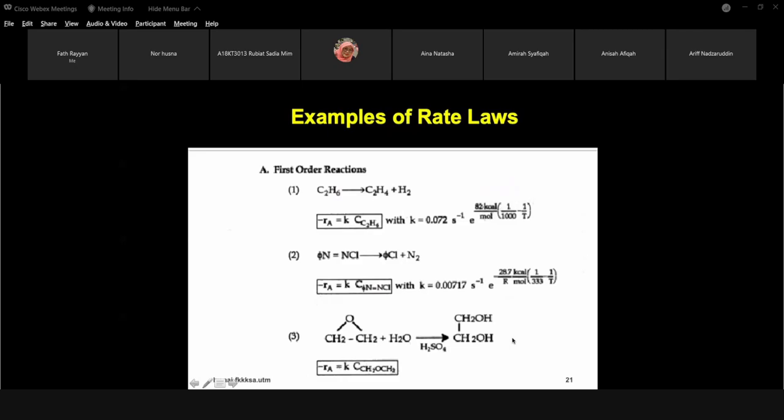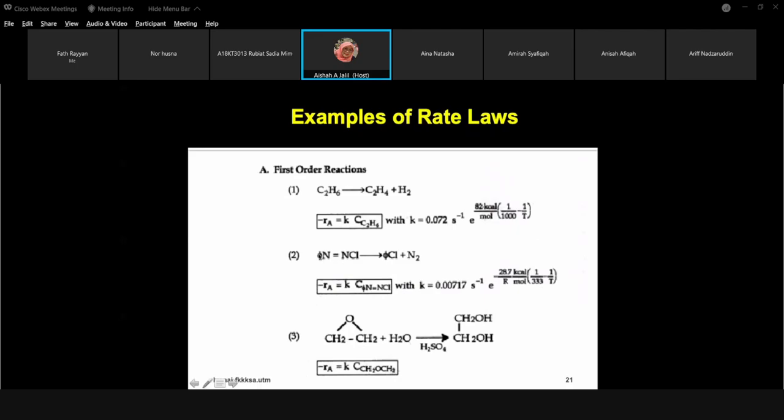Okay, this is another example of rate law. All of these are examples for the first order reaction. For example, this one, C2H6 to C2H4 plus hydrogen. The reaction order is just one here. You can see here also, this is s^-1, right? So this is the unit for the first order reaction.